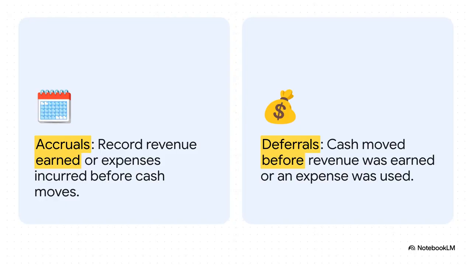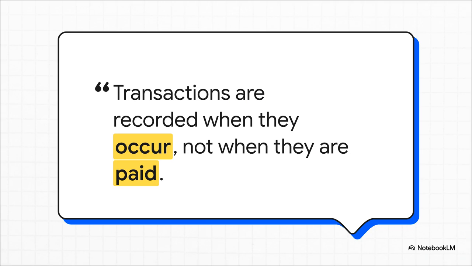And basically, these adjustments fall into 2 main categories. First, you've got accruals. This is for stuff that's already happened, but maybe the cash hasn't moved yet. And then you've got deferrals. This is when cash has moved, but the service or the expense hasn't been fully used up yet. And here's the big takeaway, right? Under accrual accounting, we record things when they happen, not necessarily when we get paid. It is all about matching the business activity to the right time period, and this is absolutely crucial for getting a true, honest picture of how the business is doing.